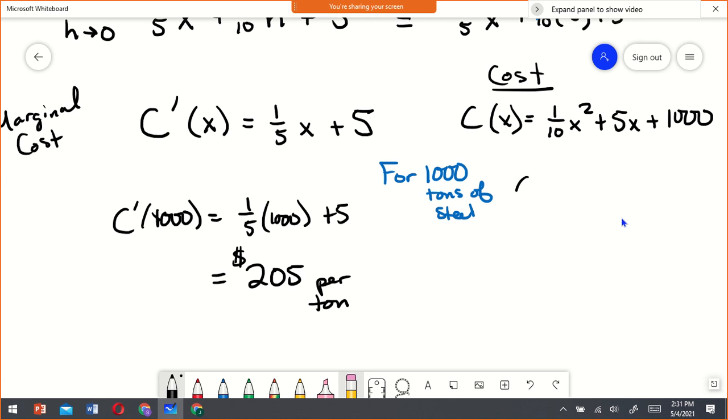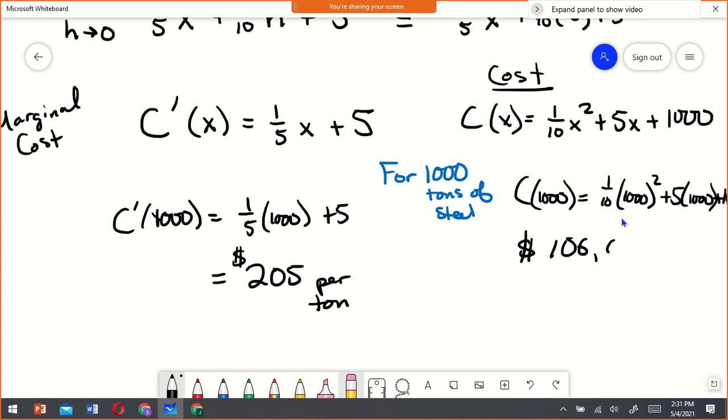Where the regular cost function, I'm plugging in that 1,000 for x: 1/10 times 1,000 squared plus 5 times 1,000 plus 1,000. And you can calculate that out where we get a total of $106,000. So that's the cost for 1,000 tons. So the interpretation here is that with the regular cost, if I make 1,000 tons of steel, it's going to cost me a little over $100,000, $106,000. Where the marginal cost, that 205, means that the cost of producing one additional ton after the 1,000 tons is already done is an extra $205.